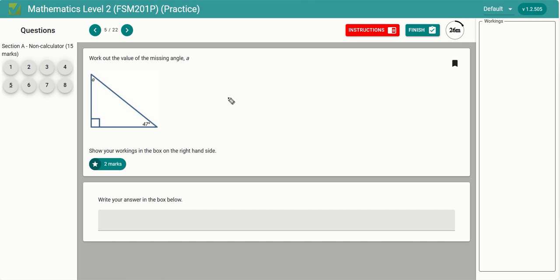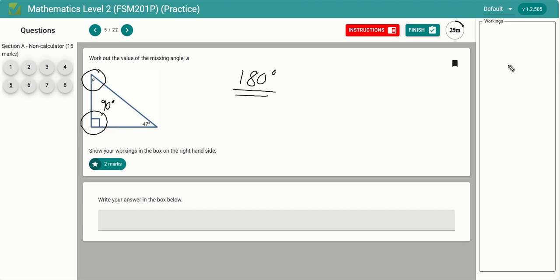Question number 5, work out the value of the missing angle A. So this angle here. Now the key thing here, well, there's two key things. First of all, angles of a triangle always add up to 180 degrees. Secondly, this square here tells us that this is a right angle, so this is 90 degrees.